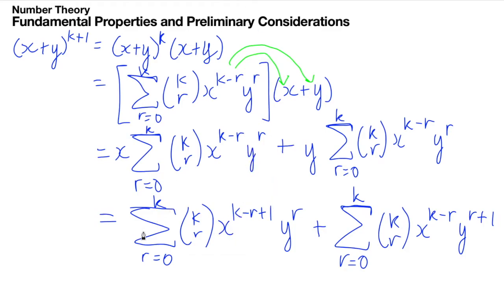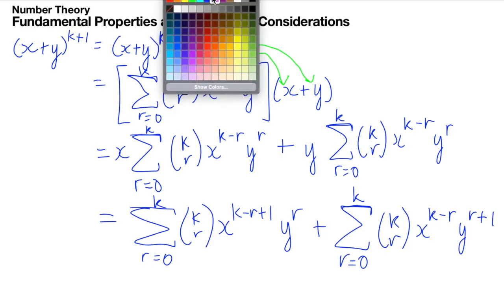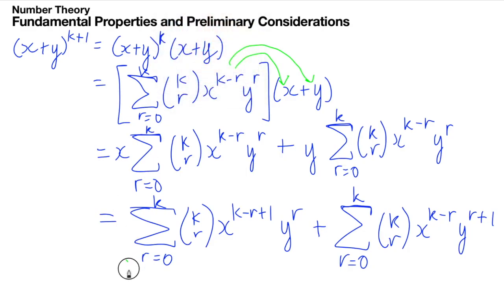What we're going to do in this first part is take out the r equals 0, the zeroth term. And here we're going to take out the r equals kth term, and then get it as a factor. Again, we're going to take out the r equals 0 term there as a factor.